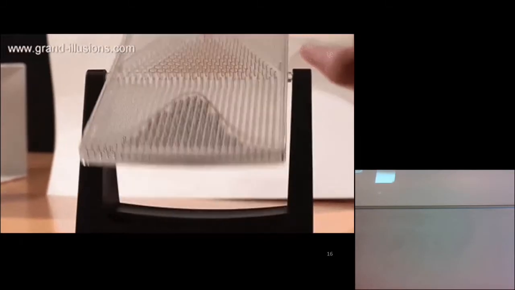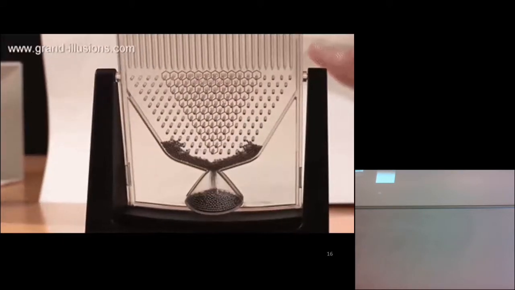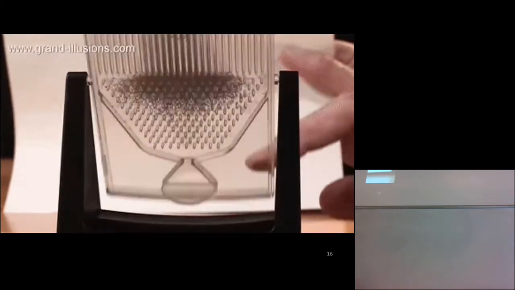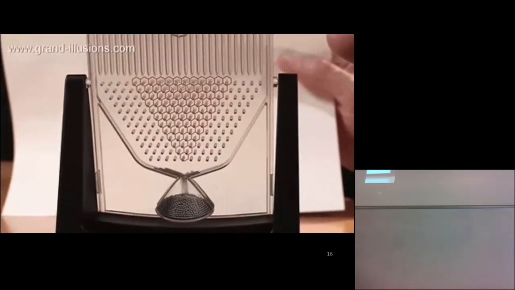Some of the balls, very few, are going to hit that peg and they're going to go left. And then they hit the next peg and they go left. And then they hit the next peg and they go left. And then they hit the next peg and they go left. And you get 10 lefts in a row. Those are the ones that are going to end up on the far left, right?